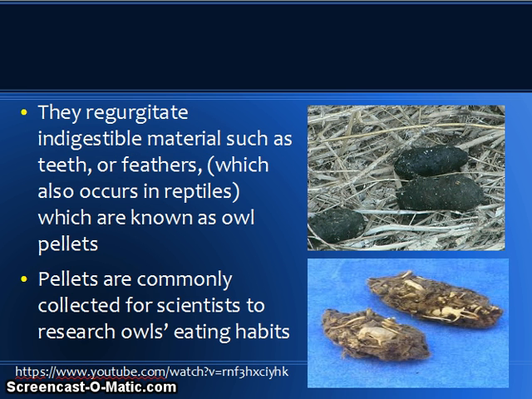Owls share another thing with reptiles. They regurgitate indigestible material like teeth or feathers, which they can't digest or break down in their bodies. So in order to get rid of it, they regurgitate it through pellets. And these pellets right here are mostly what they look like. It contains fur, claws, and bones, and all those kinds of things that they can't digest. And these pellets are commonly collected by scientists to see how an owl eats and what they eat.